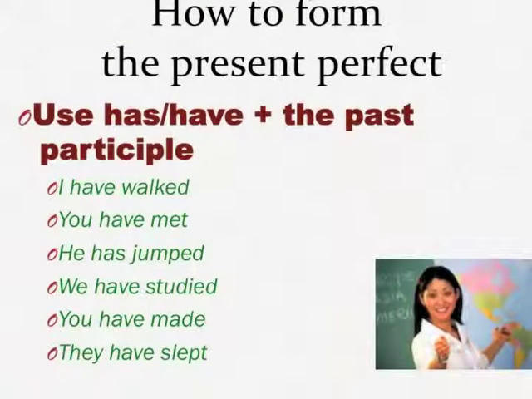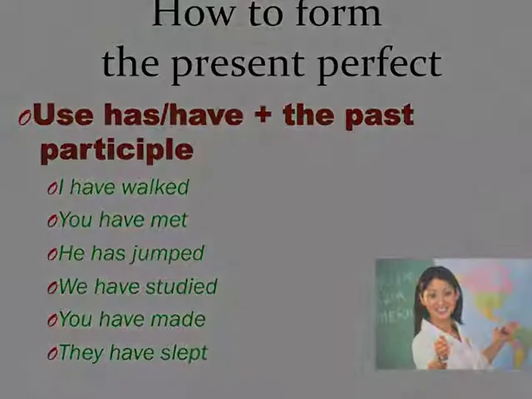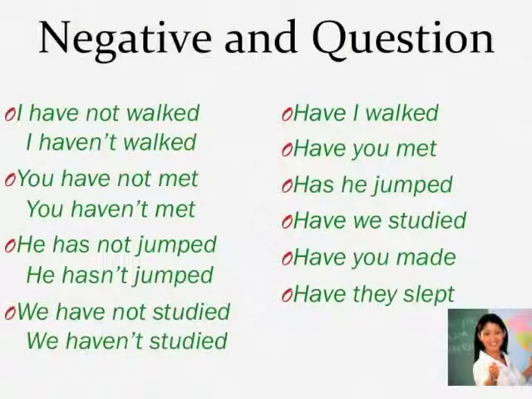To form the present perfect, use has or have plus the past participle. You can see some examples here. To make the present perfect negative, put not between has or have and the past participle. For example, I have not walked. Americans like to shorten words. To shorten or contract the negative, we say hasn't or haven't. I haven't walked. To make a question, has and have are helping verbs and come first. For example, have I walked?